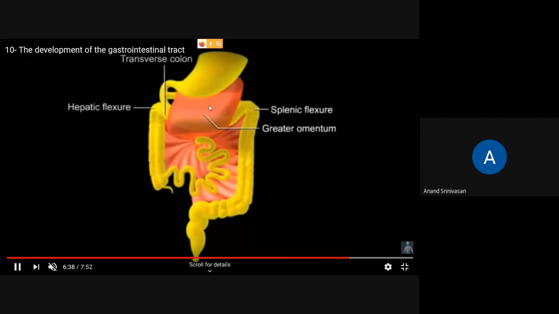Now we are going to see how the mesentery is developed. So this is the adult mesentery. In the adult, you will be able to see all these things. When you lift the stomach, you will be able to see the greater omentum, and when you lift the greater omentum, you will be able to see the transverse mesocolon and other structures.